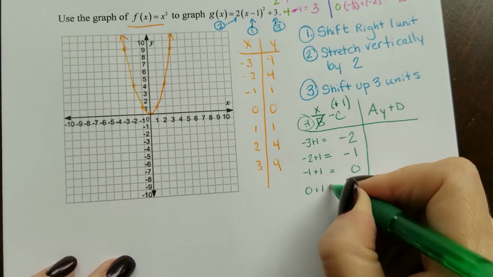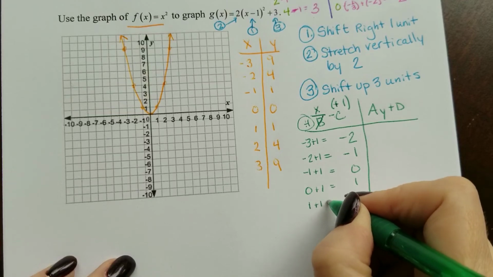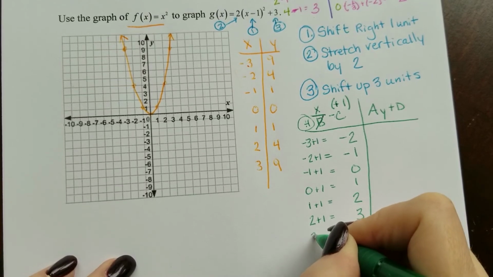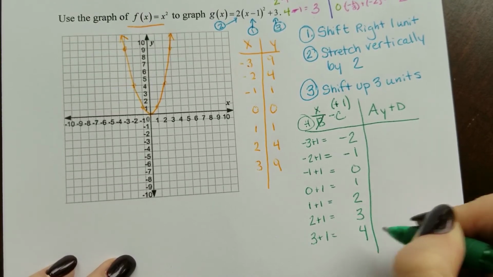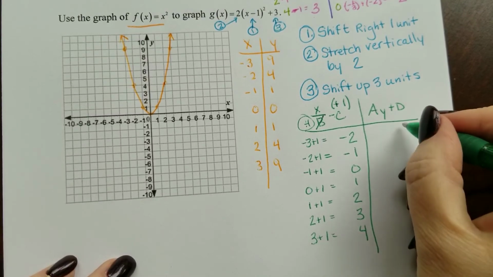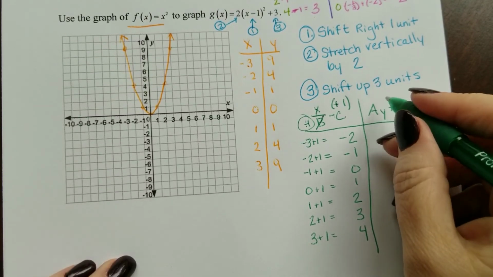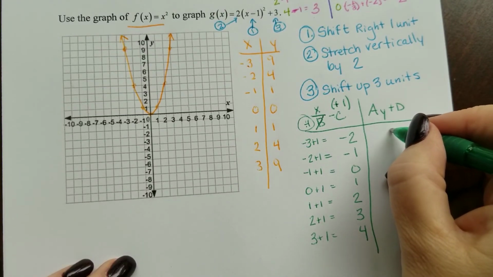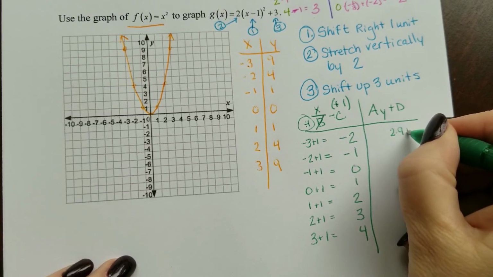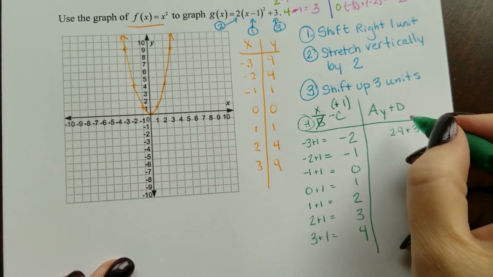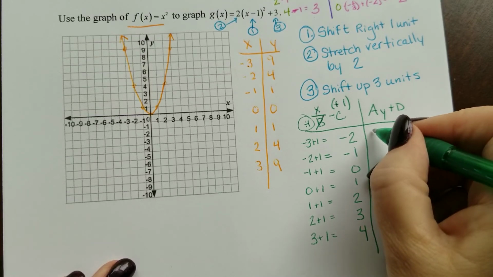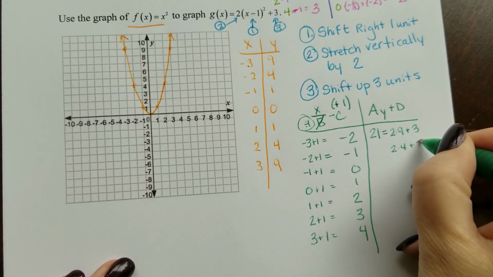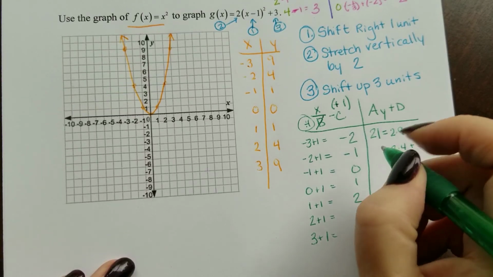0 plus 1 is 1. 1 plus 1 is 2. 2 plus 1 is 3. And 3 plus 1 is 4. Then over here, we're going to take y and multiply it by 2 and then add 3. So the first one is 2 times 9 and add 3. So we're going to have 18, 21. Then we're going to have 2 times 4 plus 3. So 8 plus 3 is 11.